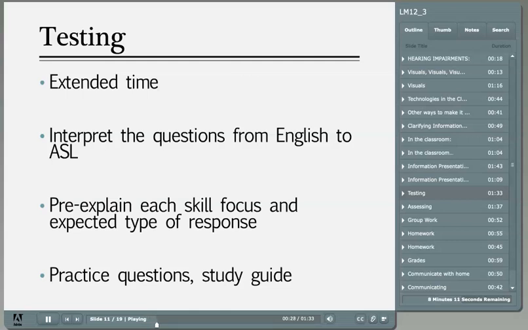It may even be necessary to provide opportunity for a practice or mock test to be sure that the individual student has the skills necessary to take this type of test, or even to predict if he or she is ready to be tested on the material.